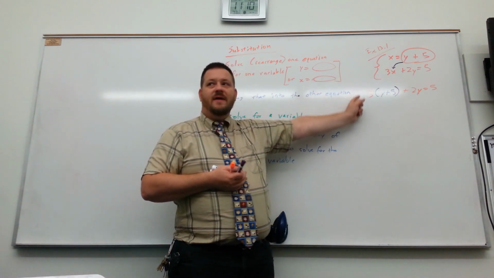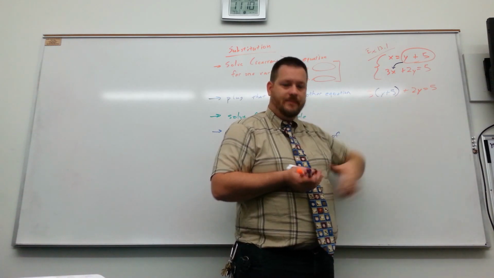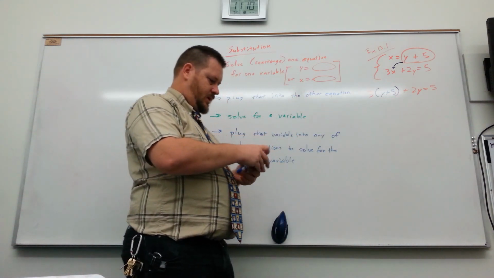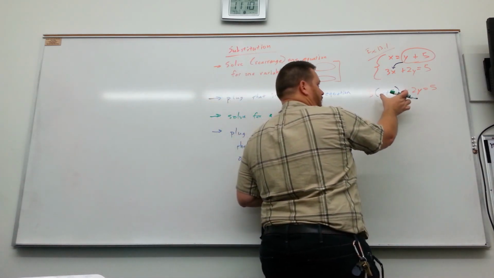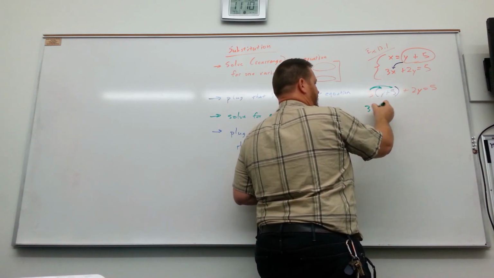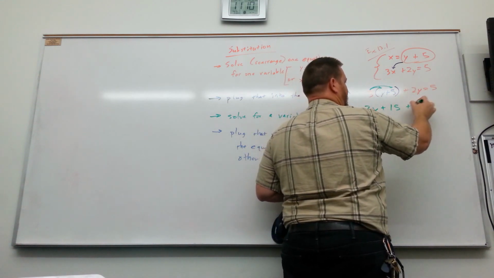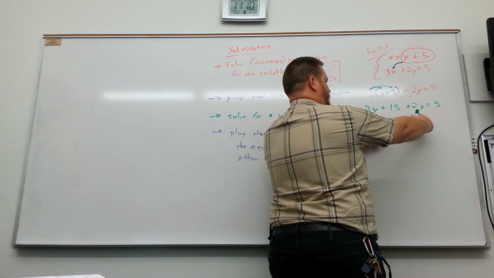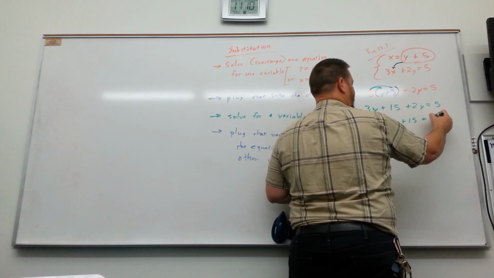So by doing that, we now have one equation that only has one variable, it has a y. So now that means we can actually solve for y. And we're going to do that in green. All right, so we've got 3 times x, which is y plus 5. I got parentheses here, I need to distribute. So I've got 3y plus 3 times 5 is 15, and then the rest of it, plus 2y equals 5. All right, combine my like terms. I've got 3y plus 2y is 5y plus 15 equals 5.